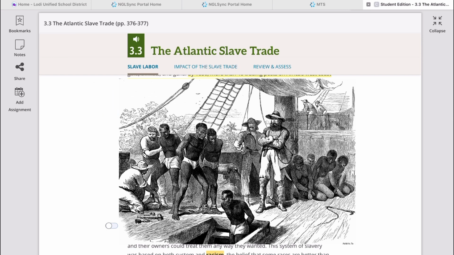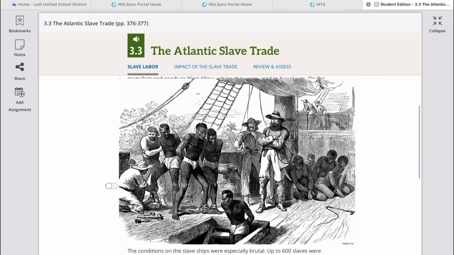So Europeans treated African slaves as property and not people. The slaves had no rights and their owners could treat them any way they wanted. This system of slavery was based on both custom and racism, the belief that some races are better than others. Europeans generally believed that they were superior and justified slavery as a way of civilizing Africans.